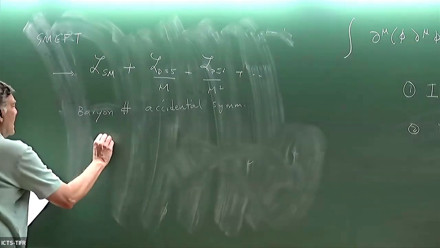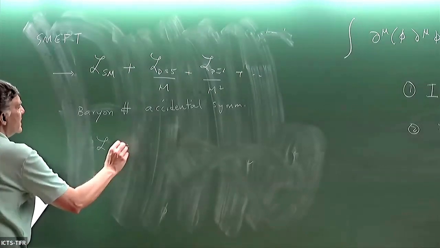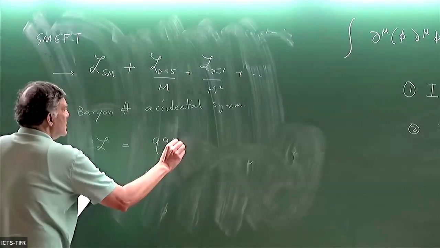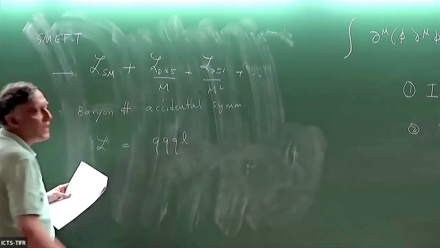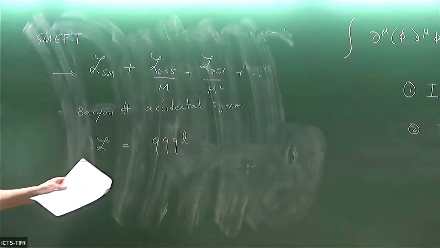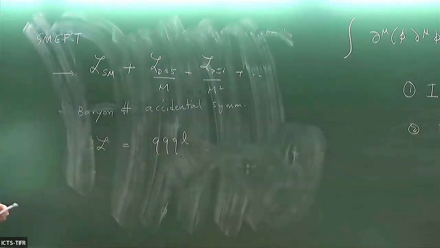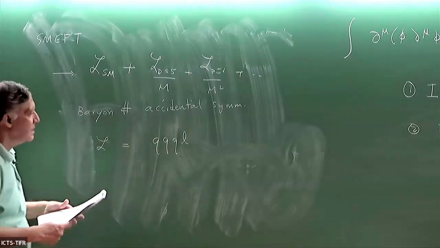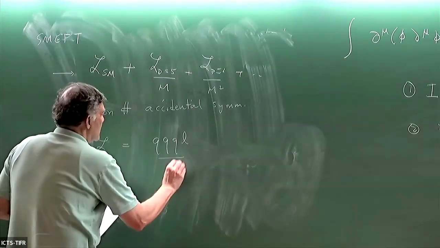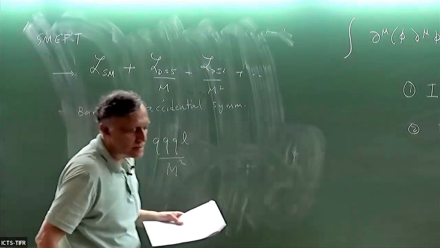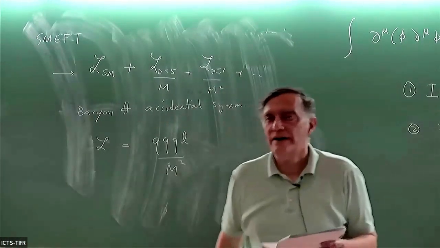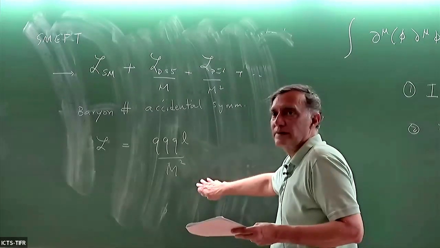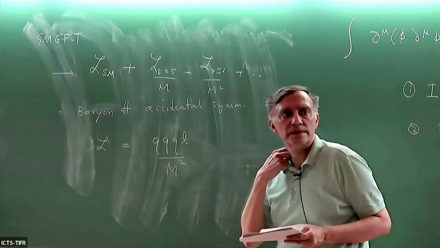Now, the first operator which violates baryon number schematically looks like QQQL. That is 3 factors of the quark field and 1 factor of the lepton field. And since fermion fields have dimension 3/2, this is a dimension 6 operator divided by M squared. So this is the first possible baryon number violating term in the SMEFT. It goes like 1 over M squared. Is this clear?